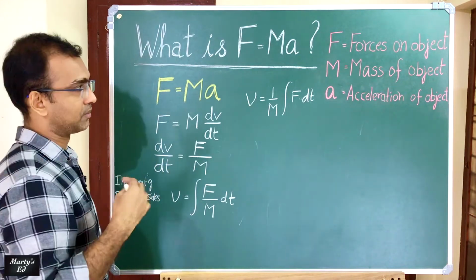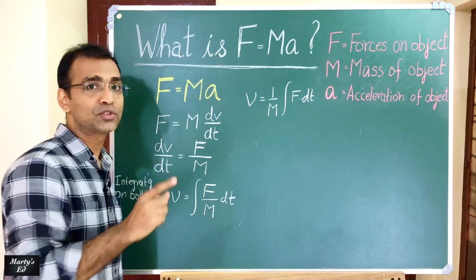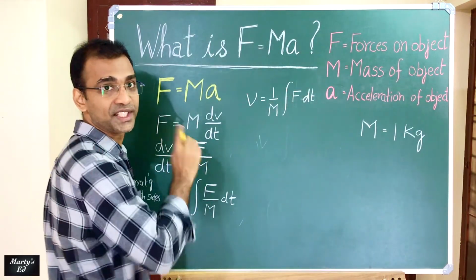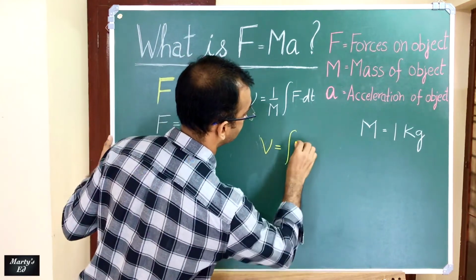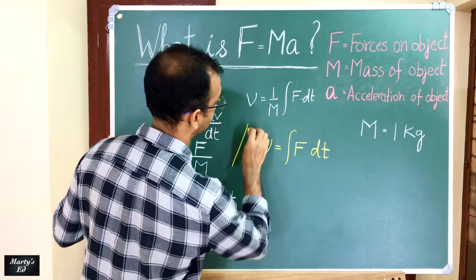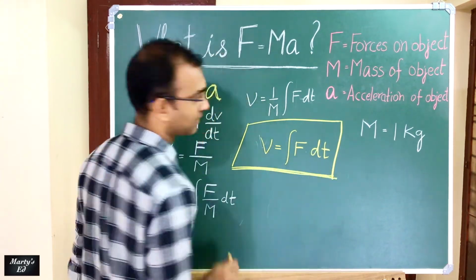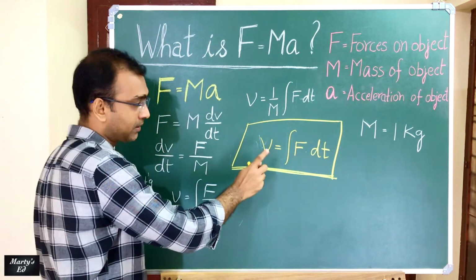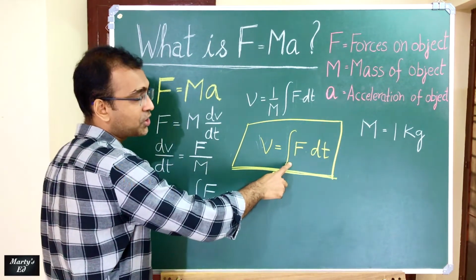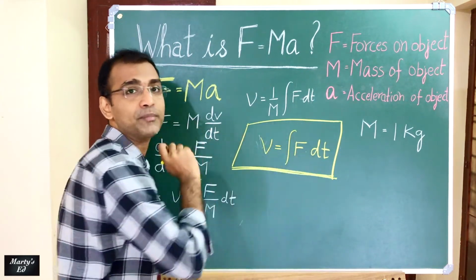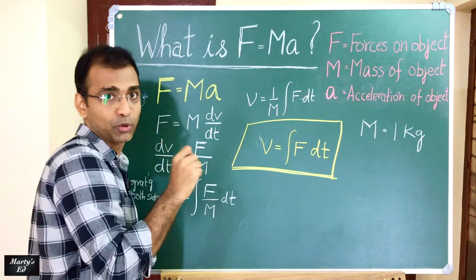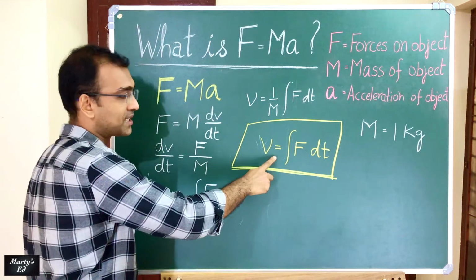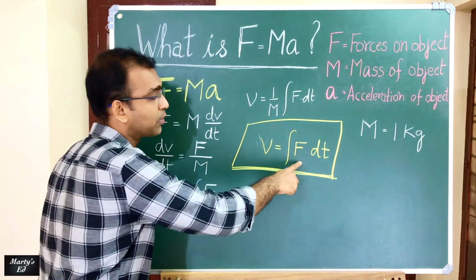I can do one thing, I can simplify this more. I'll assume that the mass of the can is 1 kg. Now this equation becomes: from F is equal to ma, we have derived this formula where velocity is nothing but the integration of force for some time dt. So we know that force is the input here, and due to that the can started moving, and that is the velocity. Output velocity is nothing but the integration of the input for some time dt.